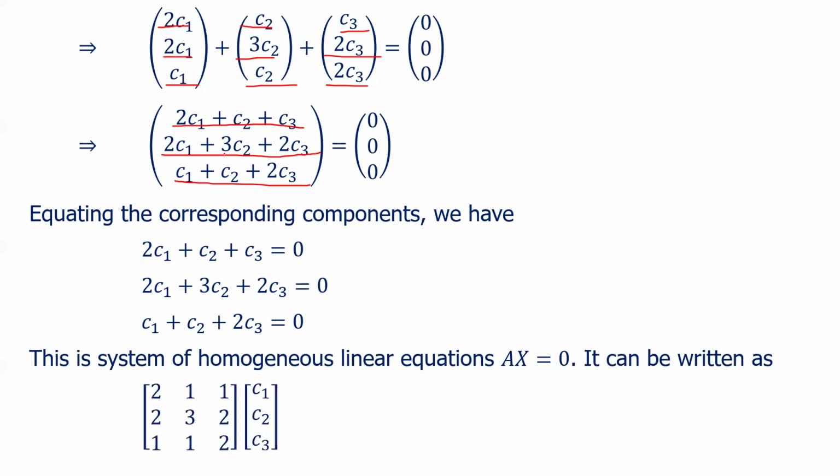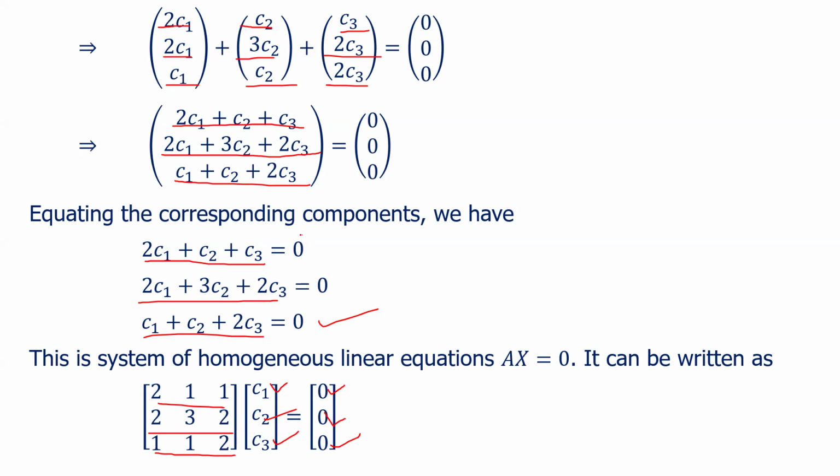This is a system of homogeneous linear equations, Ax equal to 0. It can be written with the matrix rows (2, 1, 1), (2, 3, 2), (1, 1, 2). Here 2, 1, 1 are the coefficients of C1, C2, C3 in the first equation, 2, 3, 2 are the coefficients in the second equation, and 1, 1, 2 are the coefficients of C1, C2, C3 in the third equation. The vector C1, C2, C3 is the variable vector, and 0, 0, 0 is the constant vector.